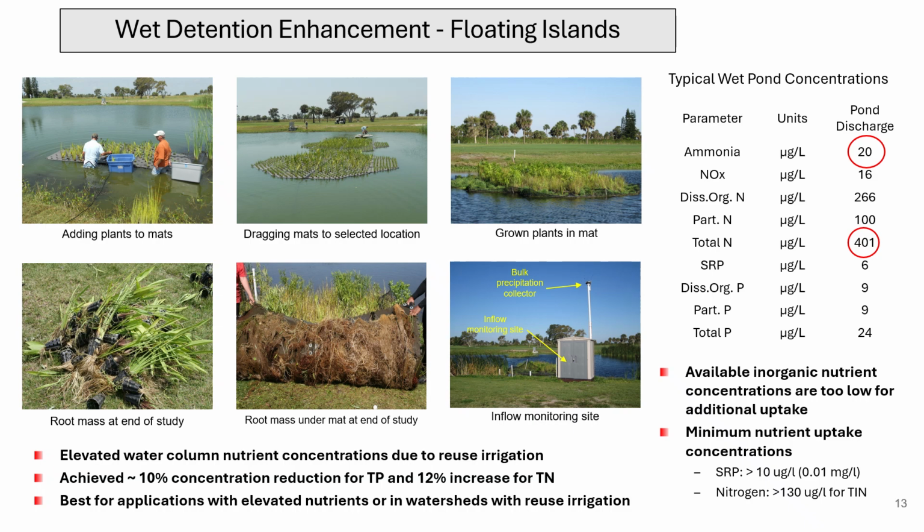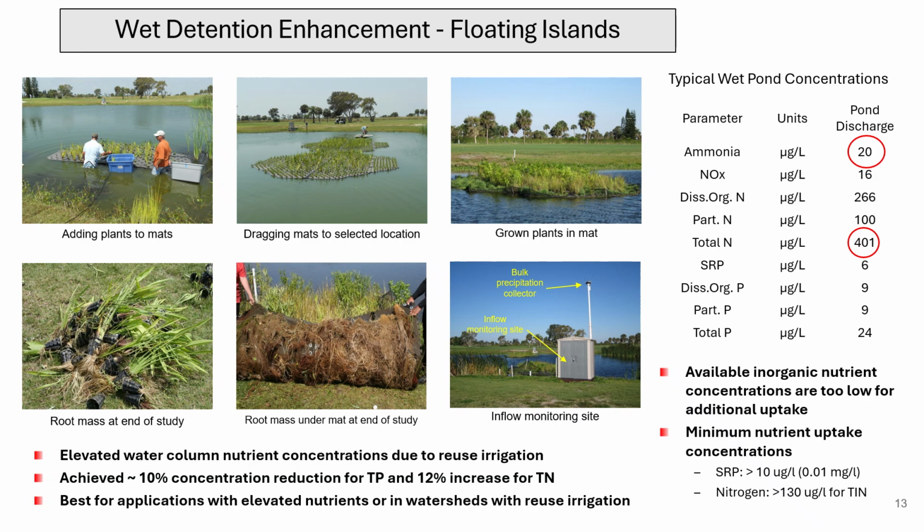Our research indicates that this enhancement method proves particularly valuable in settings with elevated water column nutrient concentrations, often a consequence of reuse irrigation. For example, we observed an approximate 10% reduction in total phosphorus concentrations. However, it's also worth noting that we saw about a 12% increase in total nitrogen during the study period. Consequently, this approach is best suited for applications where nutrient levels are already high or in watersheds impacted by reuse irrigation. It's crucial to recognize a key limitation.